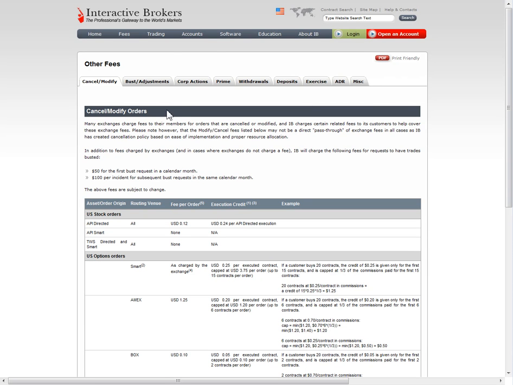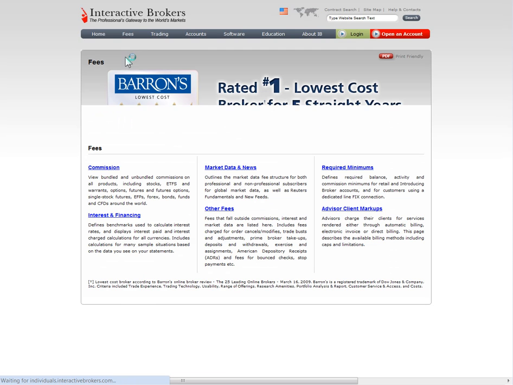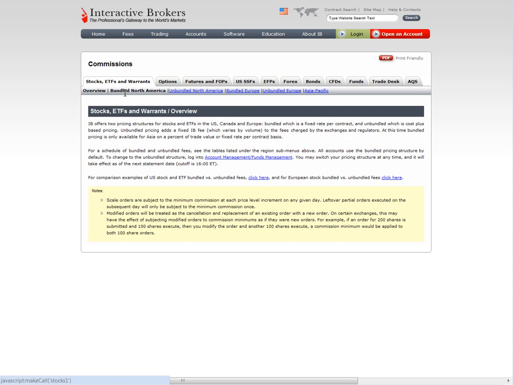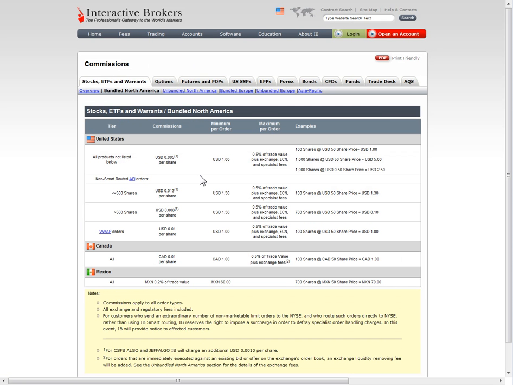The other question dealt with commissions. Bundled versus unbundled. So with stocks, it's half a cent per share bundled and a maximum of 0.5% of the trade value. So for really low price stocks, you're never going to pay more than half of 1% of the trade value. And here are some examples over here.